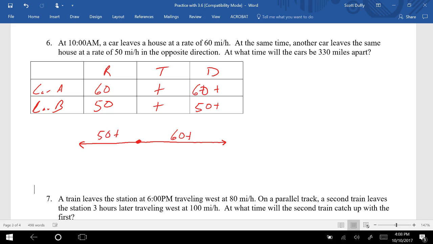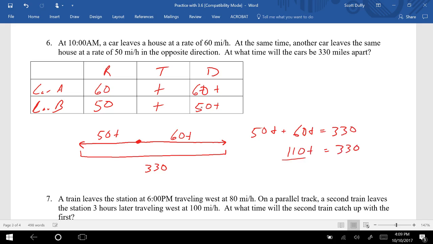We want the total distance between them to be 330 miles apart. Now what you'd say is that 50t, this distance, plus 60t, this distance, represents the whole, which is 330. Put the like terms together, you have 110t equals 330, divide by 110, and t equals 3.